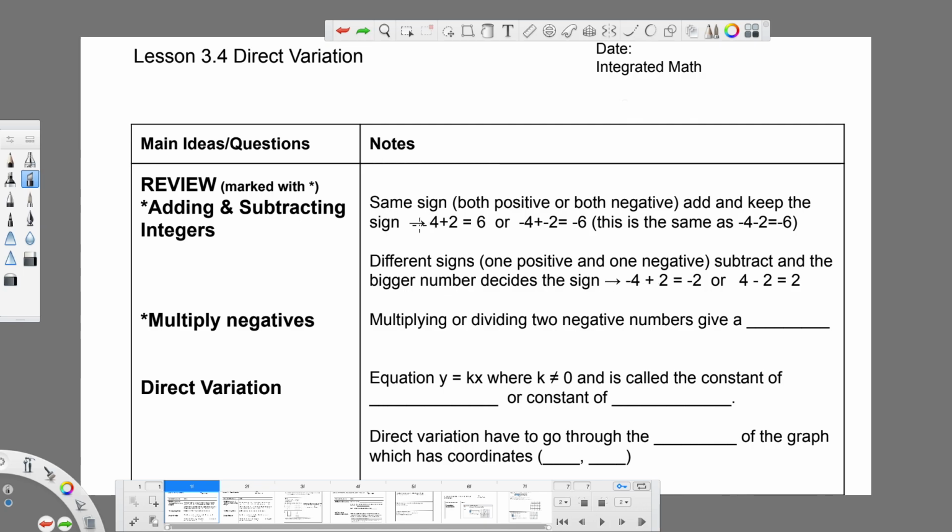So if they're different signs, one is positive and one is negative, then you subtract and the bigger number decides the sign. So negative 4 plus 2. Negative 4 is bigger, or 4 in general is bigger than 2. So the negative wins, our answer is negative. You can also think of that as I have more negatives than positives. So when I cancel them out, I'm left over with them.